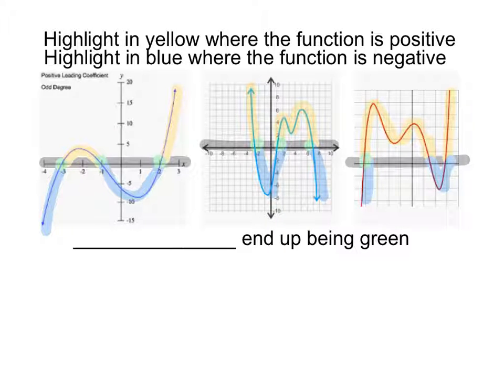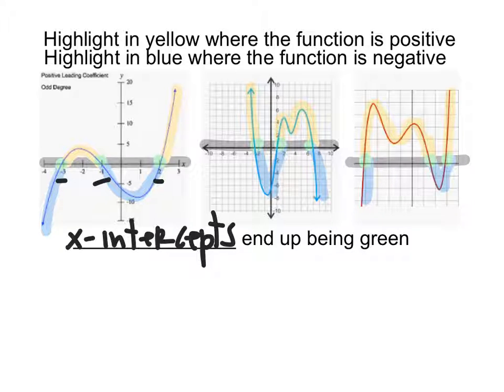And these points, you should notice, they're all on your x-axis. These are called your x-intercepts. And your x-intercepts end up being green if you highlight this way. Now, hopefully you can tell me like a nice number for these. Like this one's at -3, this one's at -1, and that one's at 2.